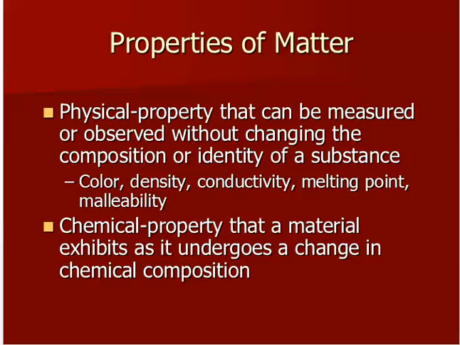identity of a substance. A chemical property, on the other hand, is a property that a material exhibits as it undergoes a change in composition. So for example, carbon, as it burns, we can observe that chemical property as it undergoes a change in composition.